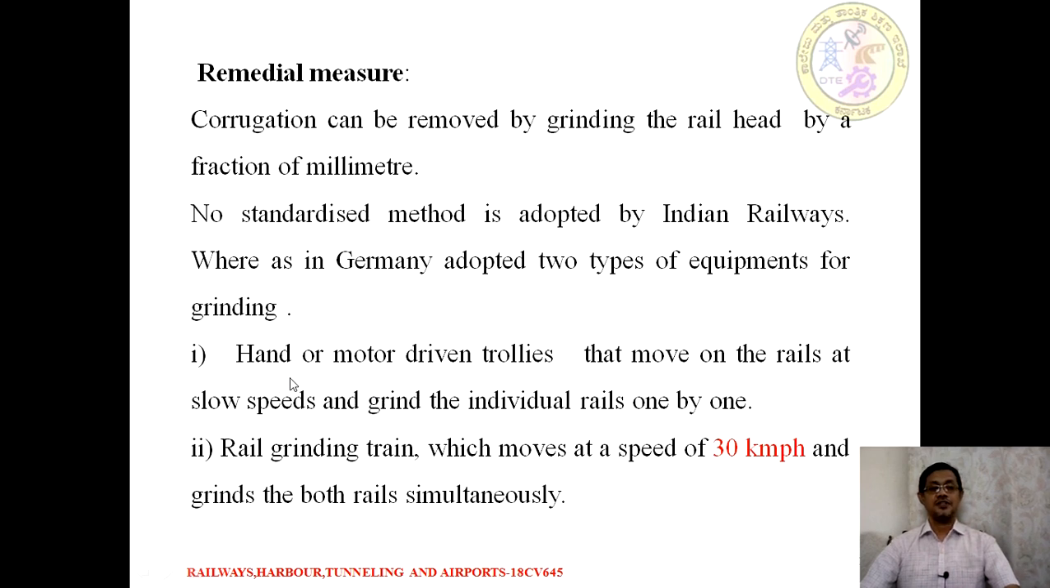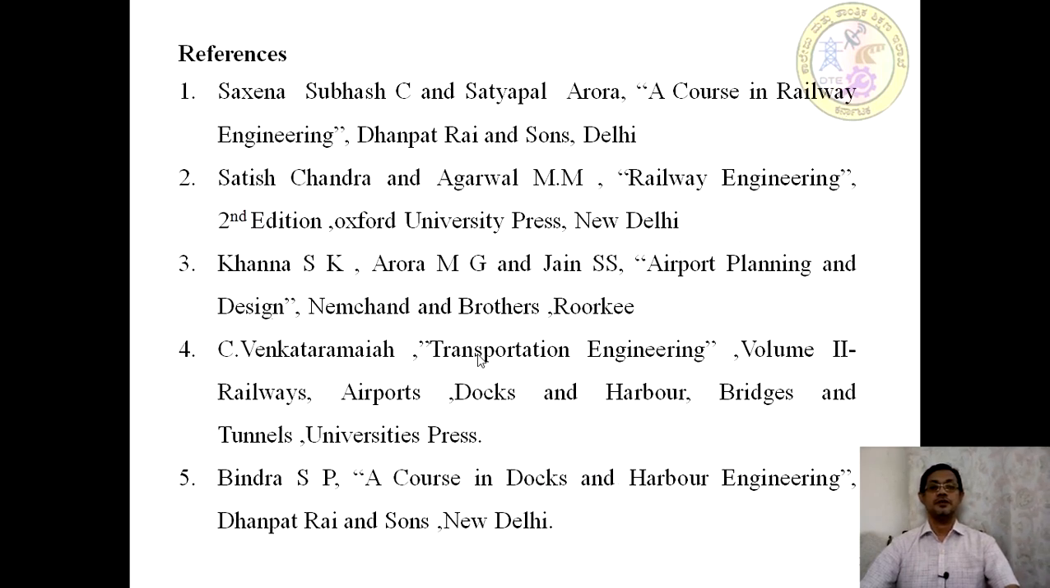In the first method, a hand or motor driven trolley is moved over the rail at a very slow speed. This grinding is done on individual rails one by one, guided by inspection. In the next method, the rail grinding machine moves at a speed of 30 kmph, and it grinds both rails simultaneously. So that is with respect to the remedial measures for corrugation.